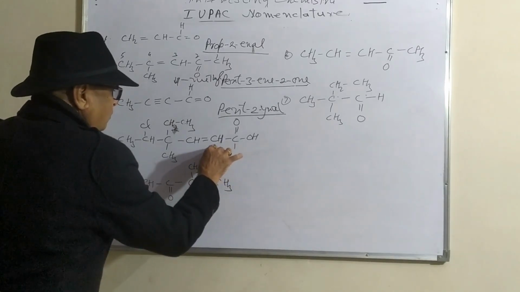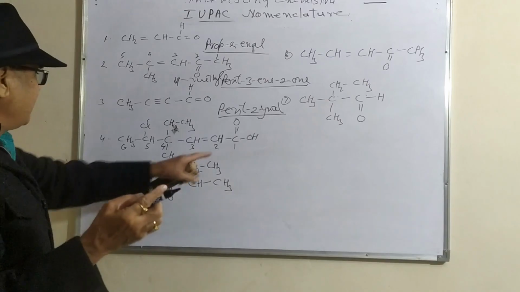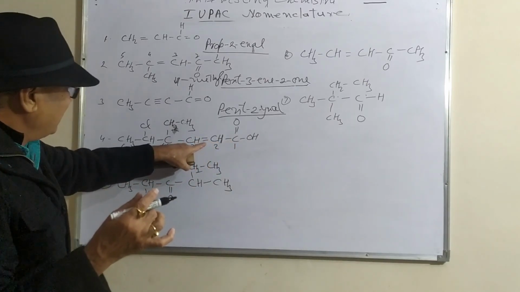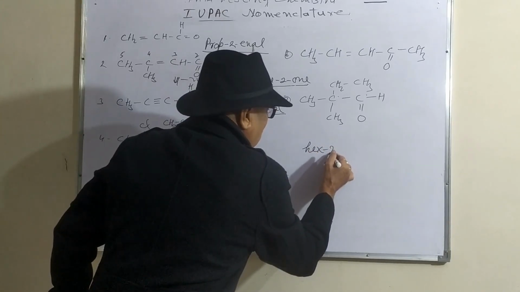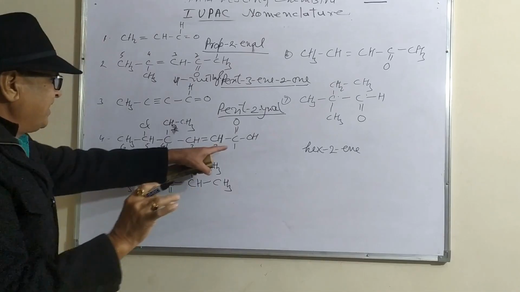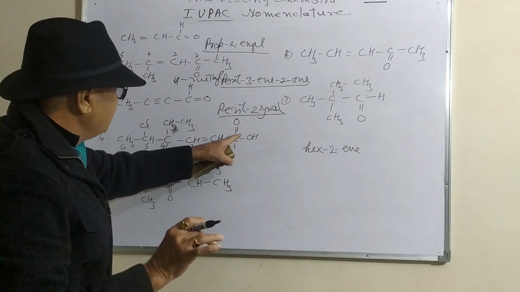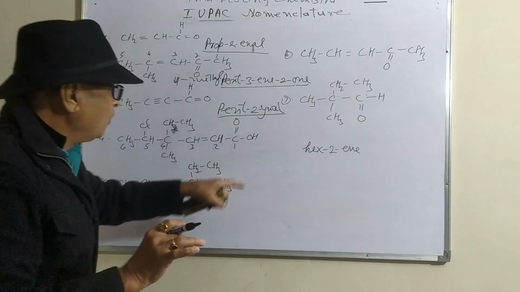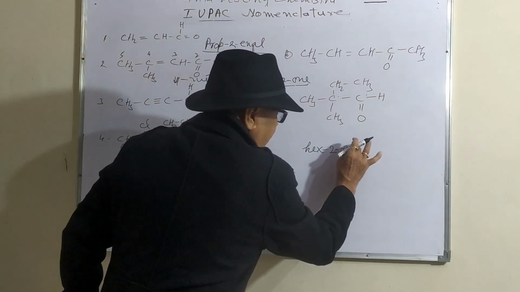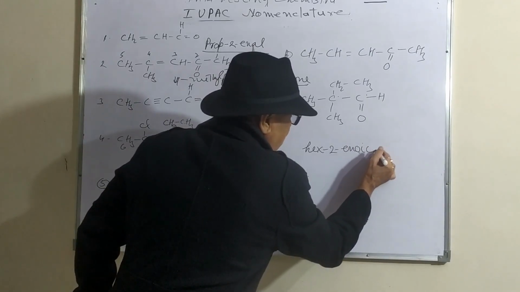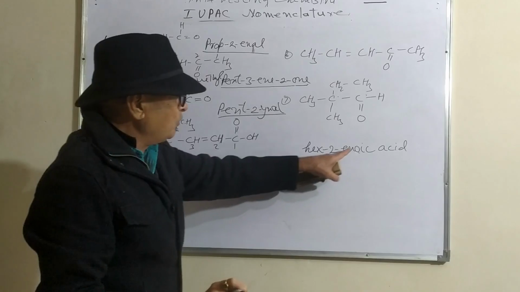The 1, 2, 3, 4, 5 and 6. So it is hexane, hex. Hex is having a double bond on the second carbon. So the name of this compound will be hex-2-ene. The name of the parent compound is hexene. Here this is COOH. So the name of the parent is hex-2-enoic, where the e will be deleted and oic added. I told you about the oic acid. So the name of this compound will be hex-2-enoic acid.